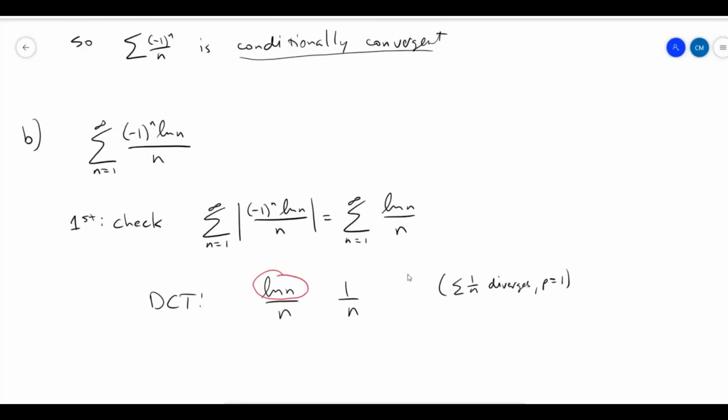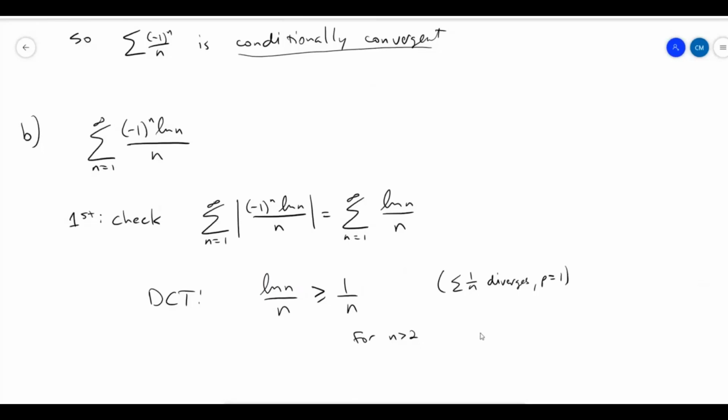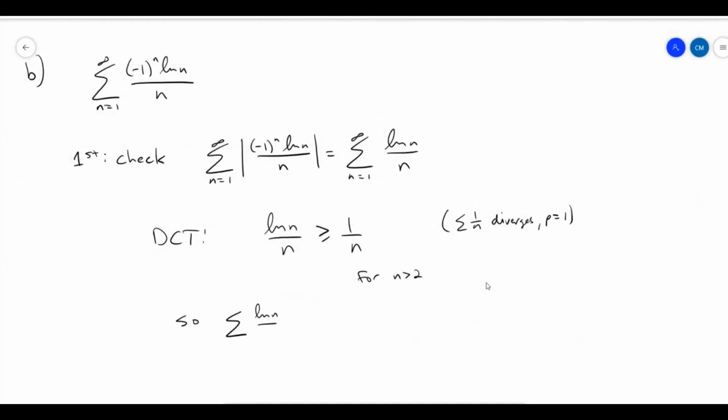The denominators are the same, right? So the only thing that matters is what's up top. How does ln n compare to 1? Well, isn't it always greater than 1? I mean, almost always, except for the first couple terms, perhaps. But yeah, it is going to be greater than 1 for n greater than 2, I think, is where the cutoff is, but it really doesn't matter. So what does that mean? Being larger than a divergent series, it means that the thing diverges, right? So ln n over n diverges.